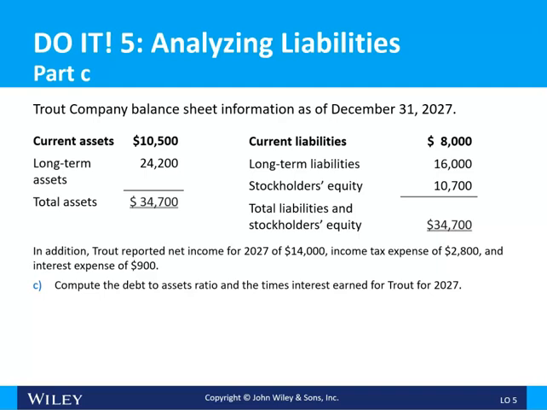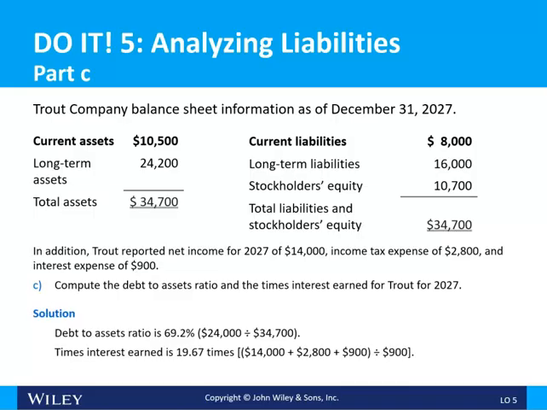Now we're going to compute the debt to asset ratio and the times interest earned. Debt to asset is the total liabilities, 24,000, 8,000 current and 16,000 long-term, divided by total assets, 34,700, which is 69.2%. And times interest earned is 19.67 times. We get that by taking net income, adding back the income tax expense, adding back the interest expense, and dividing by the interest expense.